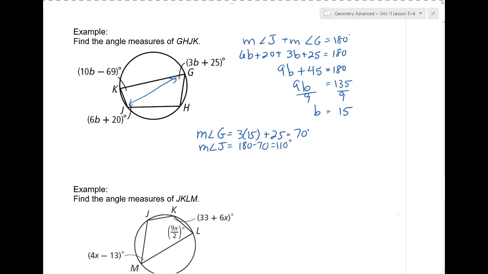Now, if you wanted to, could you plug and chug it in? And it better be right or we did something wrong. That's a good way of checking yourself. But the same idea, I can find the measure of angle K then. All I have to do is go 10 times 15 minus 69. So it's 150 minus 69, which I believe is 81 degrees. And then to find the measure of angle H, which is the one opposite of it, so they're supplementary, I'm just going to go 180 minus 81, and that's going to give me 99 degrees. You see how you don't have to plug and chug in quite so much if you know the rule?